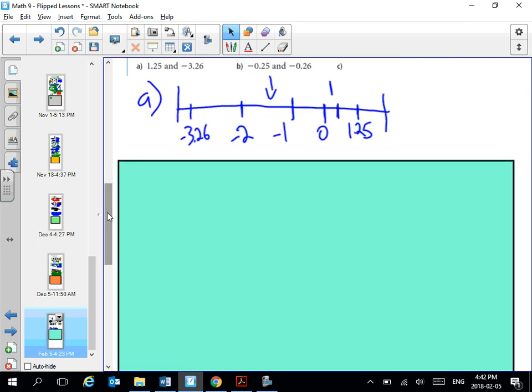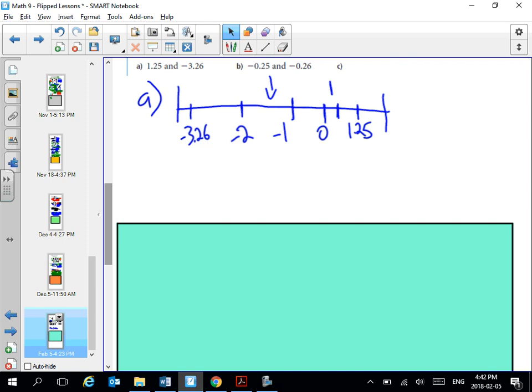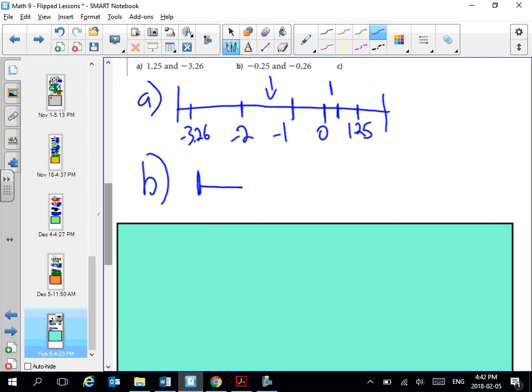My next example, similar idea, but slightly more complicated. This is looking at fractions. So I have negative 0.25 and negative 0.26. So I'm going to make this number line. Now, those numbers are very close together, but if I make a number line, they don't necessarily have to be. I'm going to call this 0.25. And I'm sorry, negative 0.25, and I'm going to call this one negative 0.26.